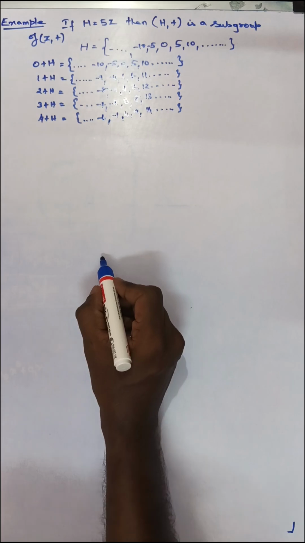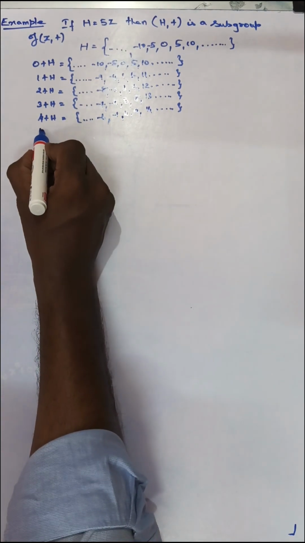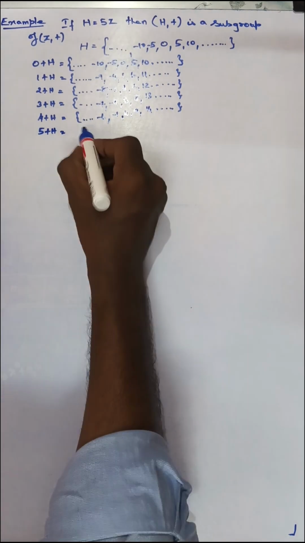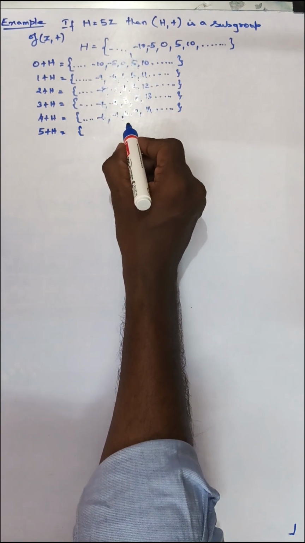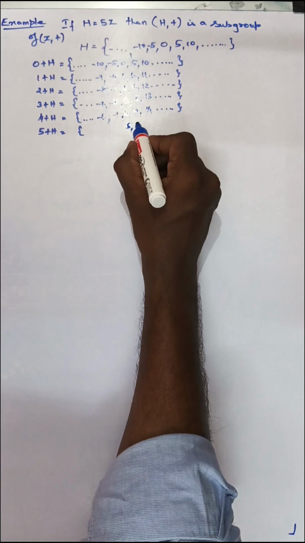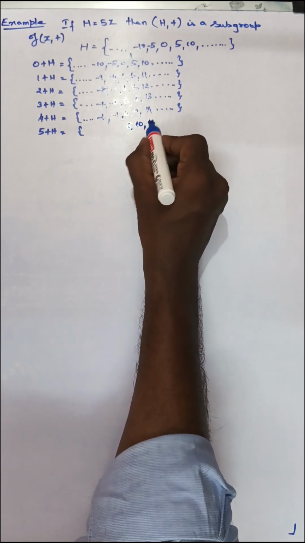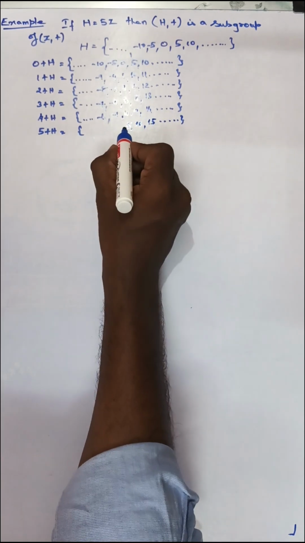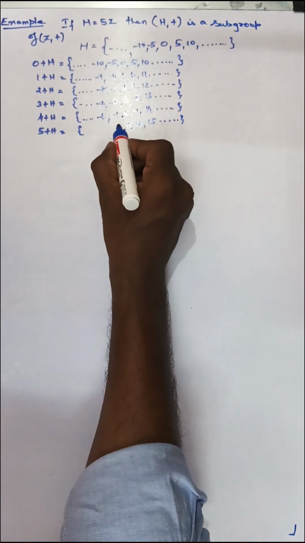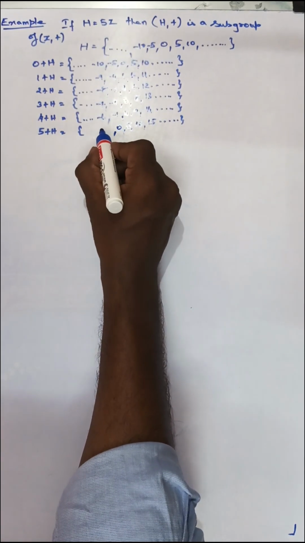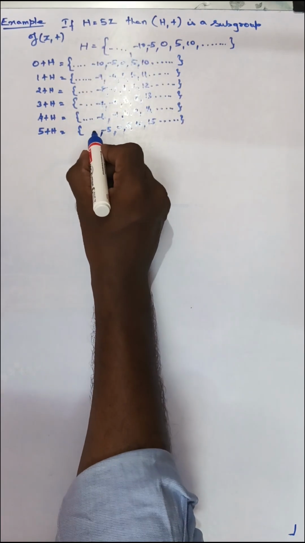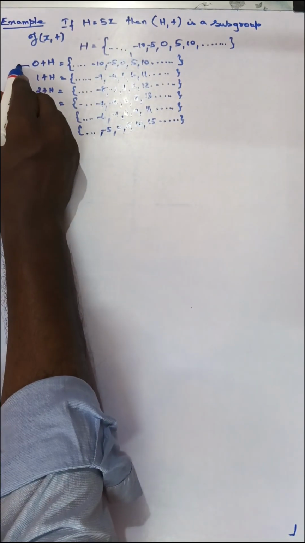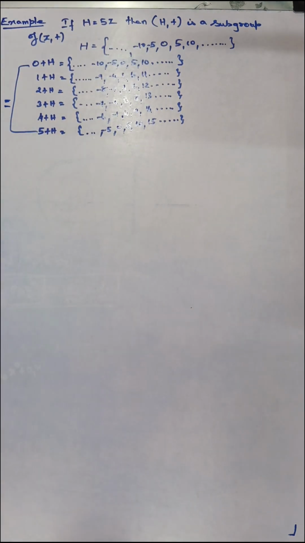Now you have the sets. Once again I'll go for 5 plus H. 5 plus H is 0 plus 5, it's going to be 5, next it's going to be 10, next 15 up to etc. And this side it's going to be 5 plus minus 5, which is 0, and then 5 minus 10 is minus 5, it goes on. These two sets are equal, is that right? Both are equal.